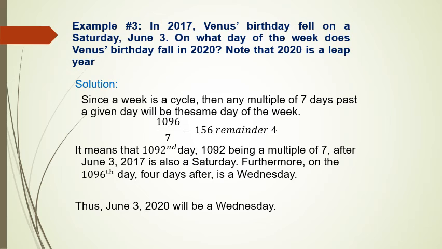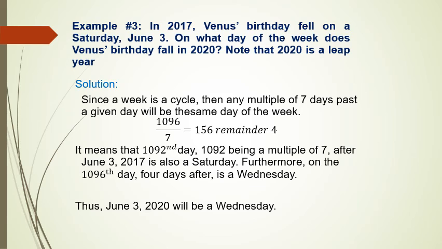Since the week is a cycle, then any multiple of 7 days past a given day will be the same day of the week. For example, Saturday subong. 7 days after subong is still Saturday. So, let's divide the number by 7. 1,096 divided by 7 will be 156. You will have a remainder of 4.